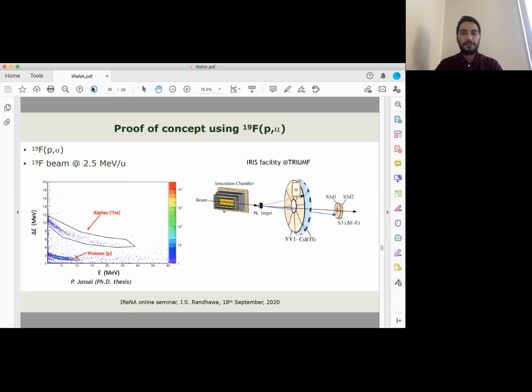So this setup will be used to study the 59 copper P alpha, and I'm hopeful that we will be able to do it this December. Of course, I will not be able to join due to the COVID conditions, but hopefully they can still run this experiment.